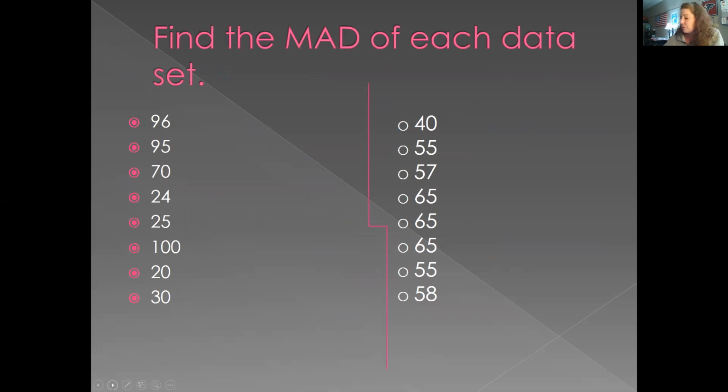All right, so we have 2 sets of data. The first thing we're going to do in our calculator is figure out what the mean of each group is. So on the left, I'm adding in my calculator 96, 95, plus 70, plus 24, plus 25, plus 100, plus 20, plus 30 is 50. So I got 460, and 460 divided by 1, 2, 3, 4, 5, 6, 7, 8.